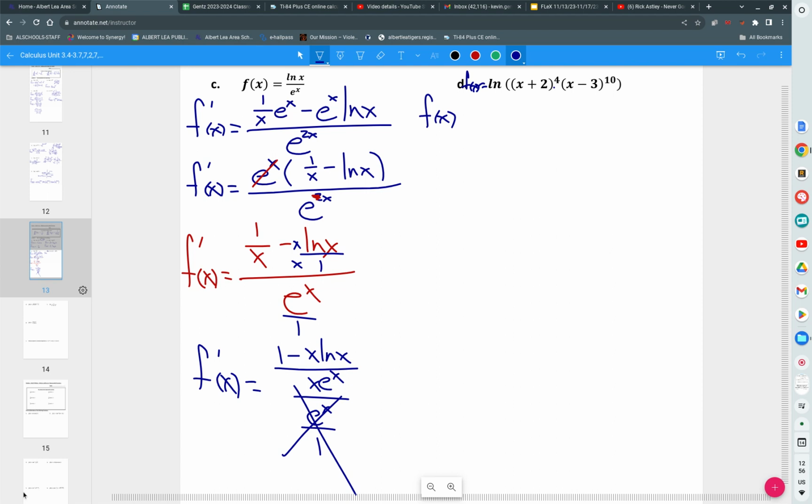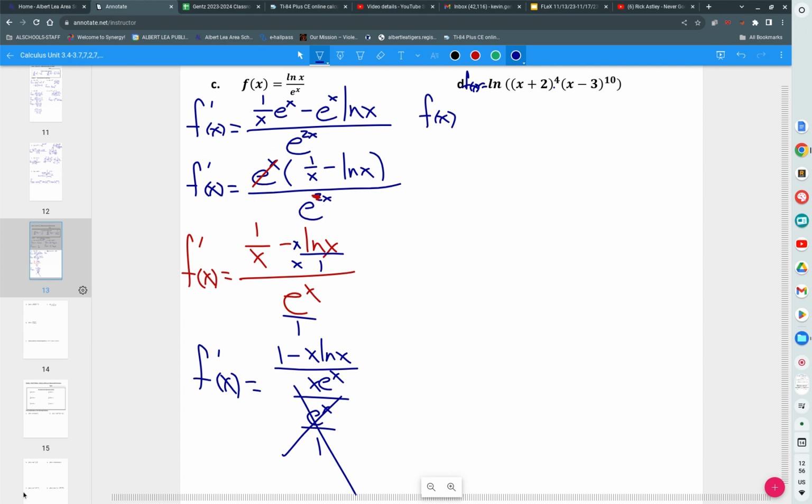Oh, and then we can move the 4 and 10. So natural log of x plus 2, plus the natural log of x minus 3. Oh, then move the 4 and 10 — yeah, I forgot about that. 4 natural log of x plus 2 plus 10 natural log of x minus 3. Because these are multiplied together, this is addition. I'll write it out.